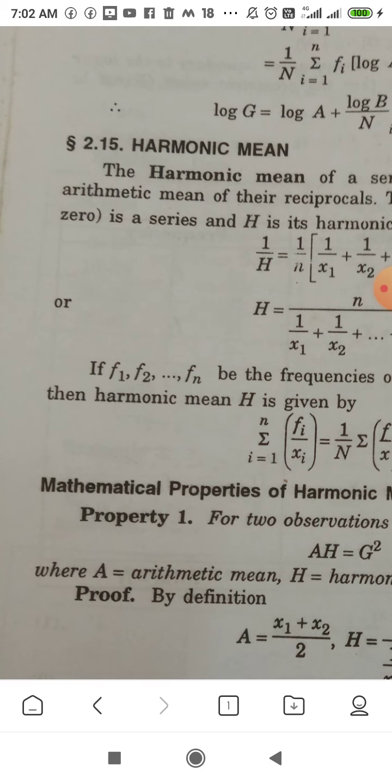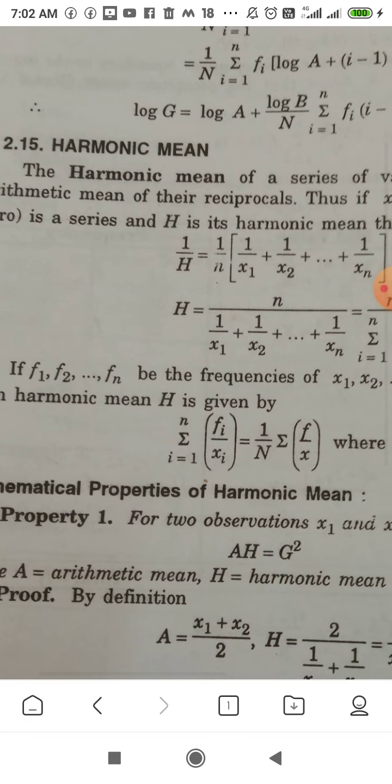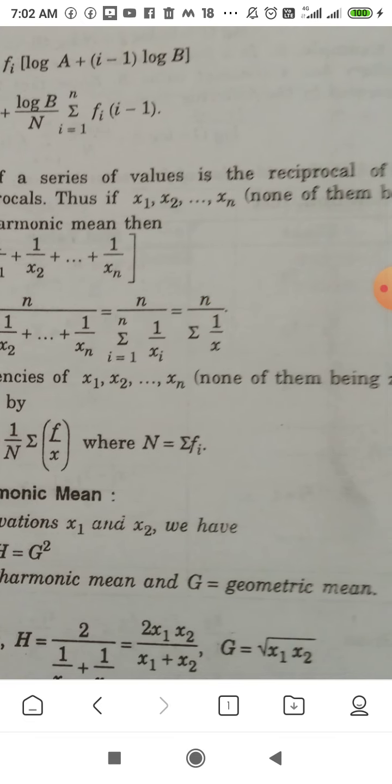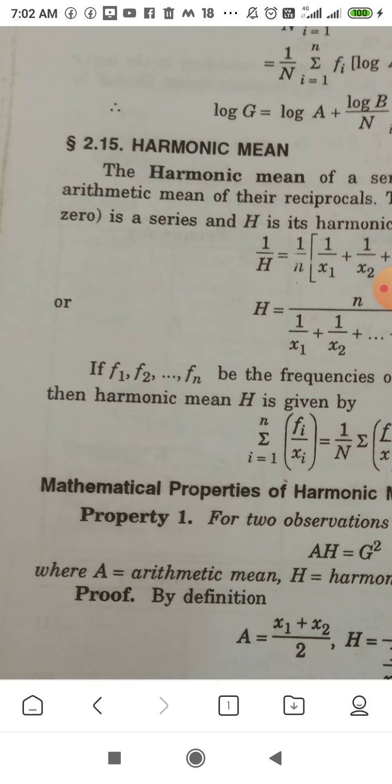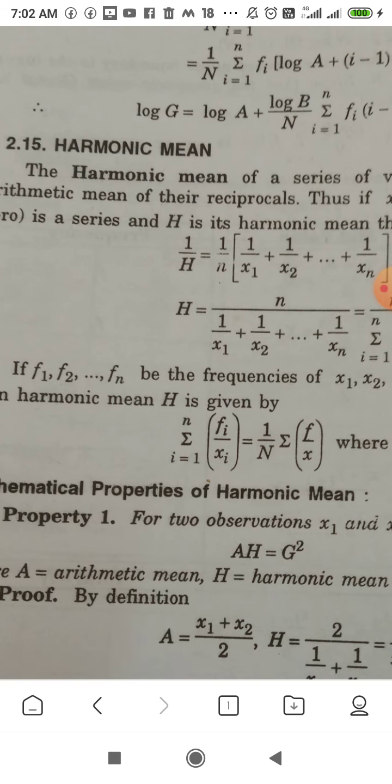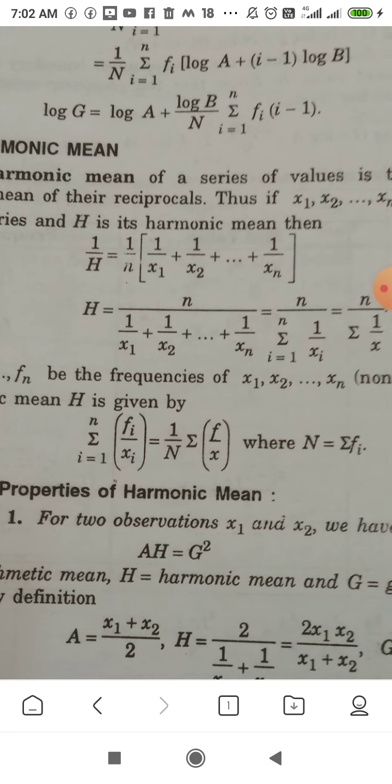If the corresponding frequencies f1, f2, ..., fn are the frequencies of x1, x2, ..., xn, then the harmonic mean h will be 1 upon the summation of fi upon xi, i equal to 1 to n, which is equal to n upon sigma f upon x, where n is equal to sigma fi.